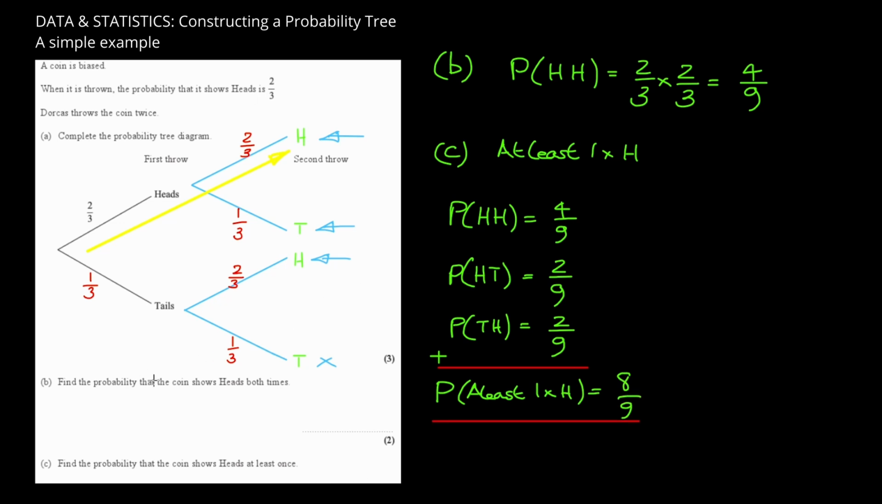So hopefully you can see the general rule that if you go along branches of the diagram, basically going horizontally, you multiply the probabilities. And vertically, the probabilities add.